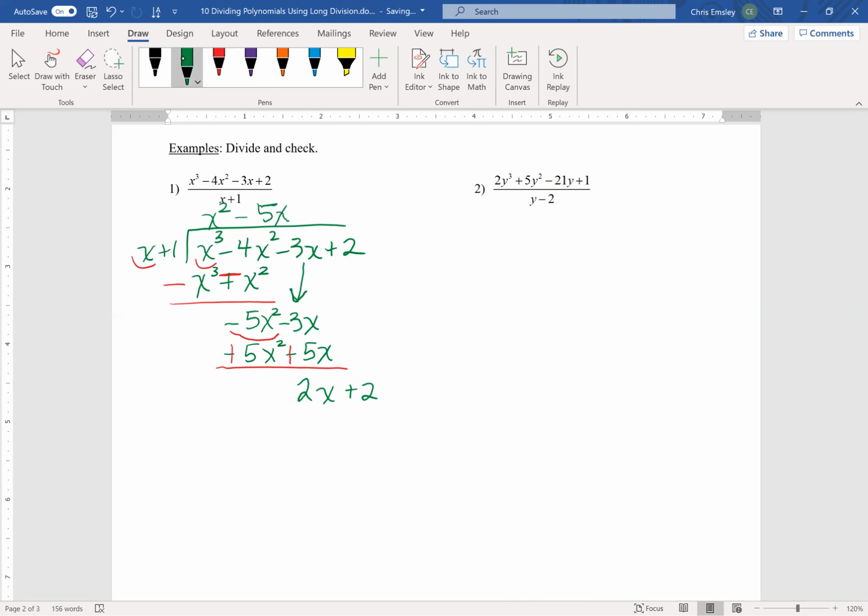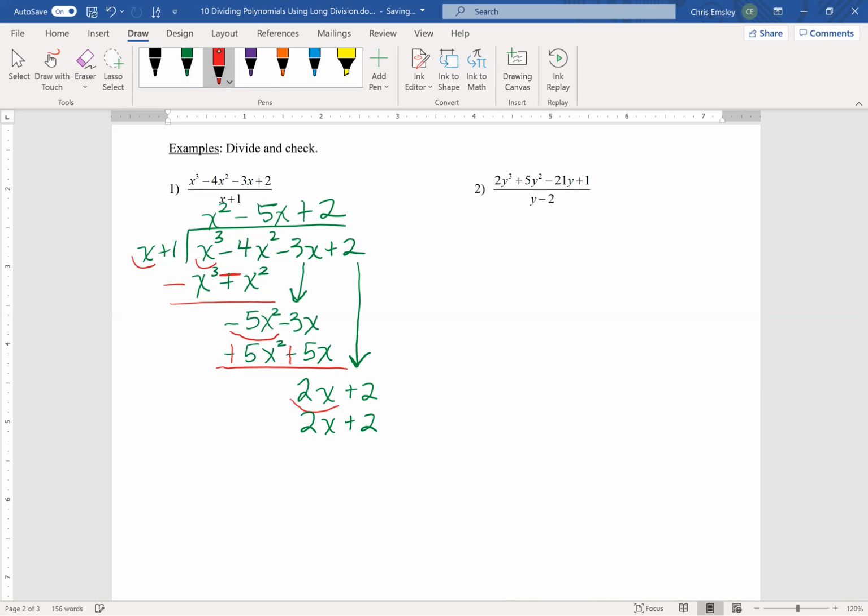Oh, sorry, I said plus 2 quickly, dropped it down. That's where that came from. Sorry, it was just 2x, and then we dropped down the next term. One more time, same process. What do I multiply x by to turn it into 2x? Well, x times 2 is 2x. Distribute that 2 down, and we get 2x plus 2.